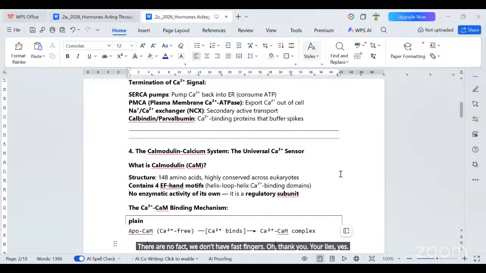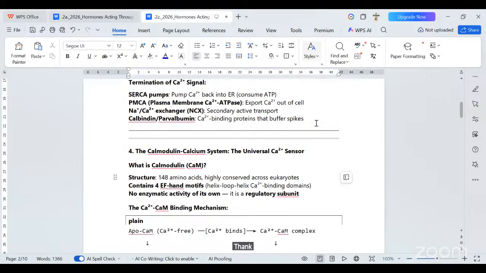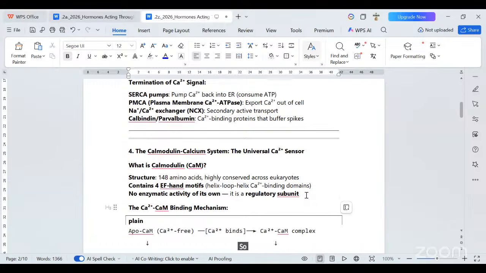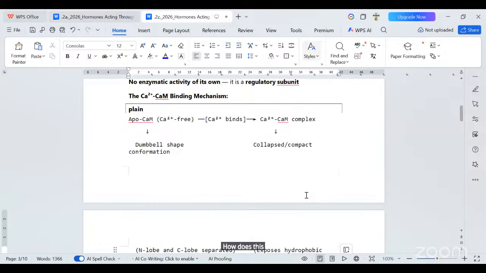They are multicellular, like human beings. So the calmodulin calcium system are universal calcium sensors. They contain four EF-hand helix-loop calcium binding domains, and they have no enzyme activity of their own because they are a regulatory subunit. So how does this calcium calmodulin binding system work?